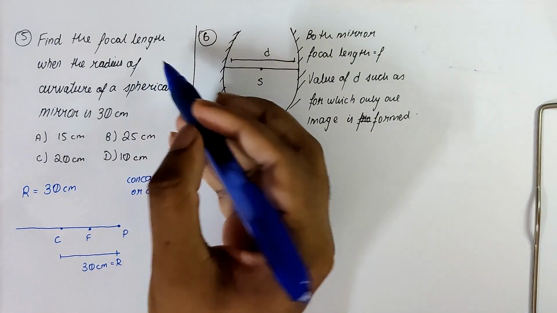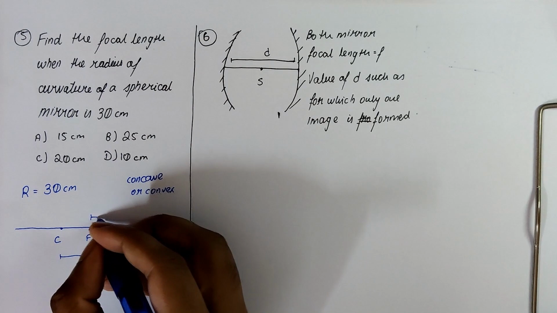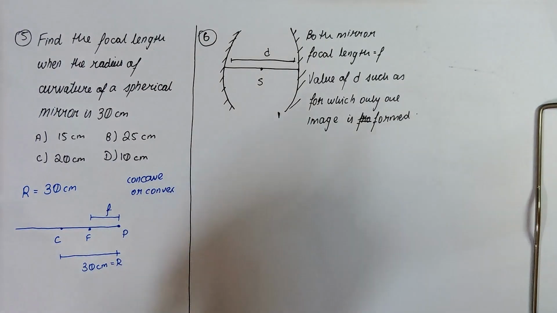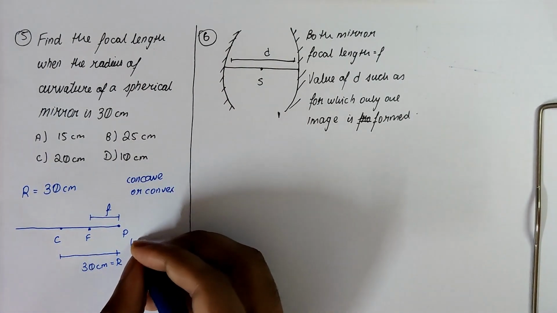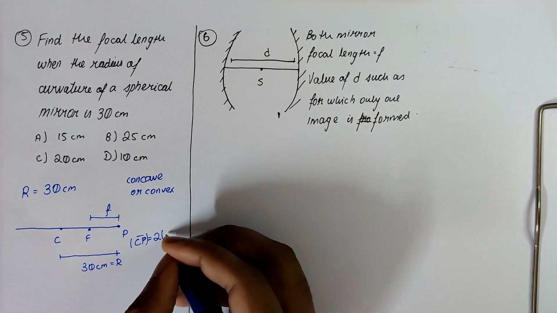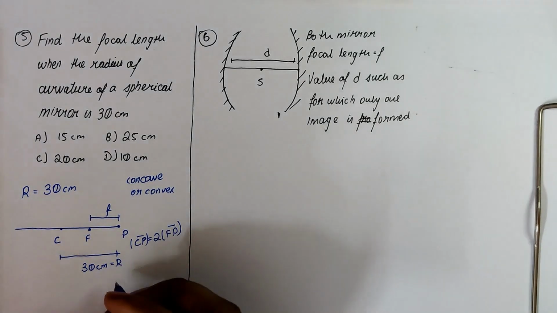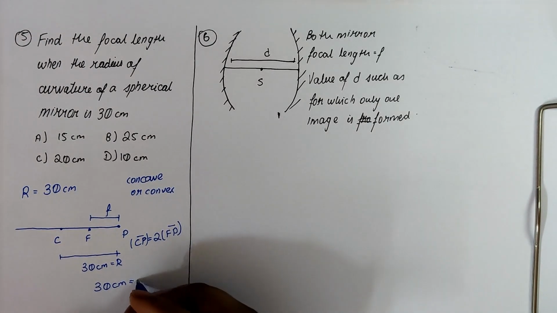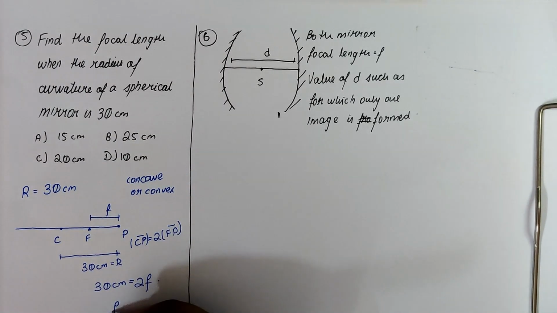And they have asked us to find the focal length of the mirror. This is the focal length of the mirror, which is denoted by small f. Now the question is to find f. We know for a fact that the distance CP is equal to twice the distance FP. We know CP is equal to 30 centimeters. So 30 centimeters is equal to 2 times FP. Here FP is equal to f, and we get f as 15 centimeters.